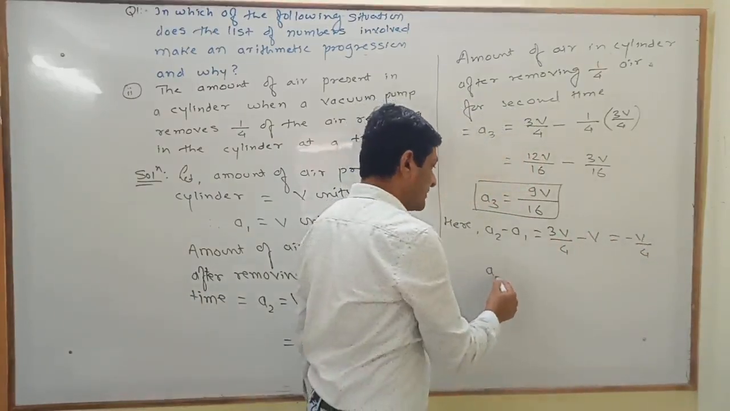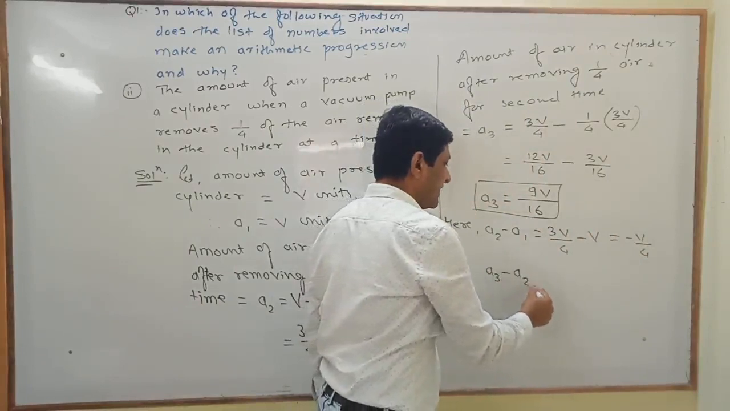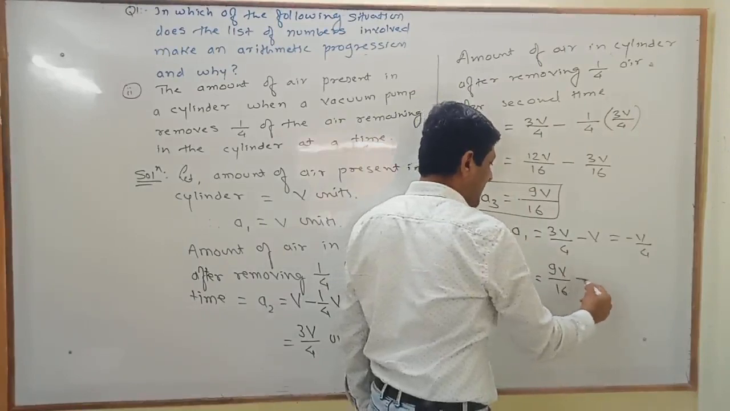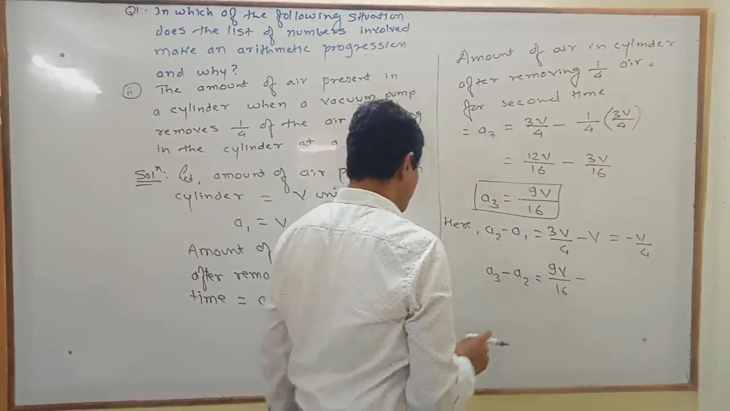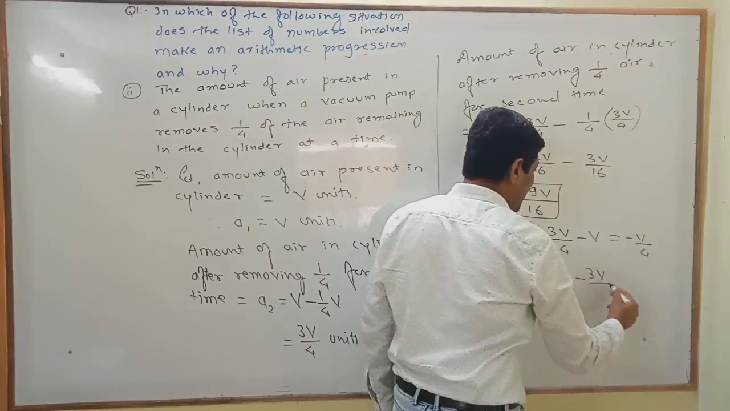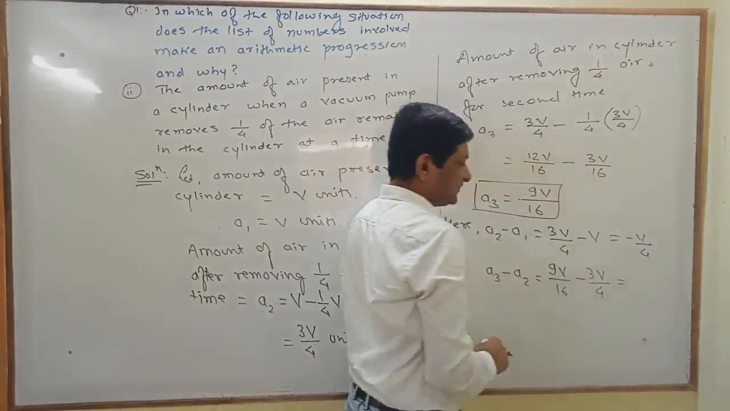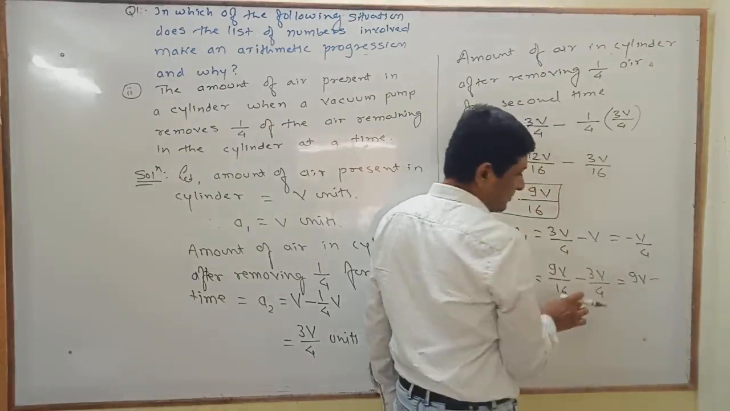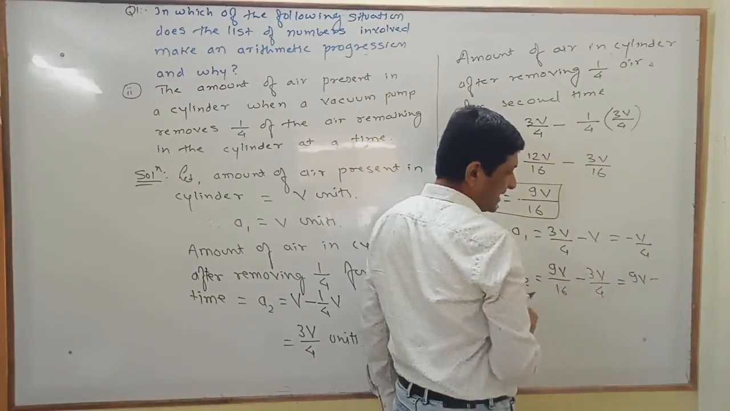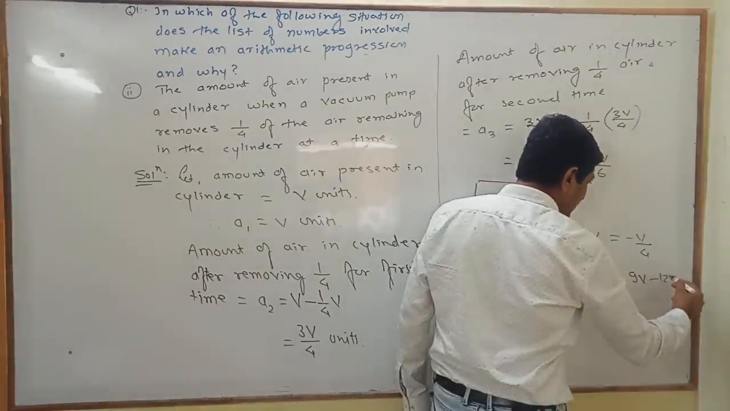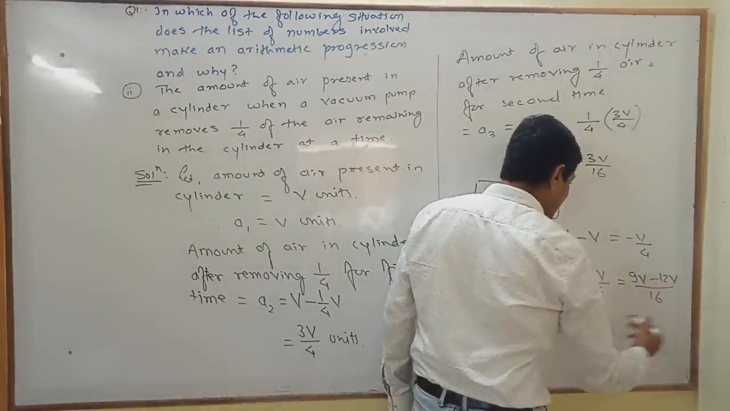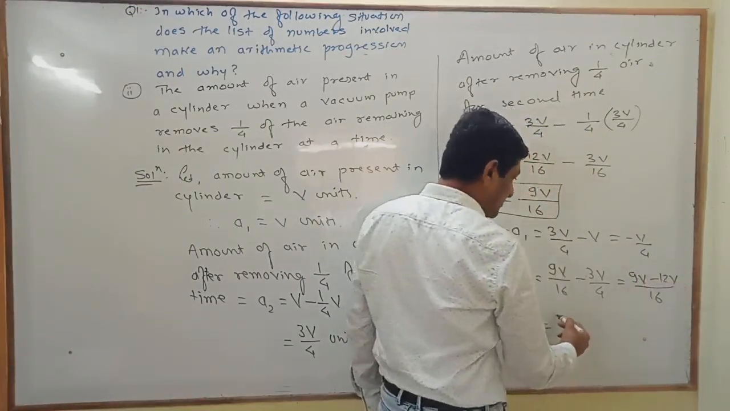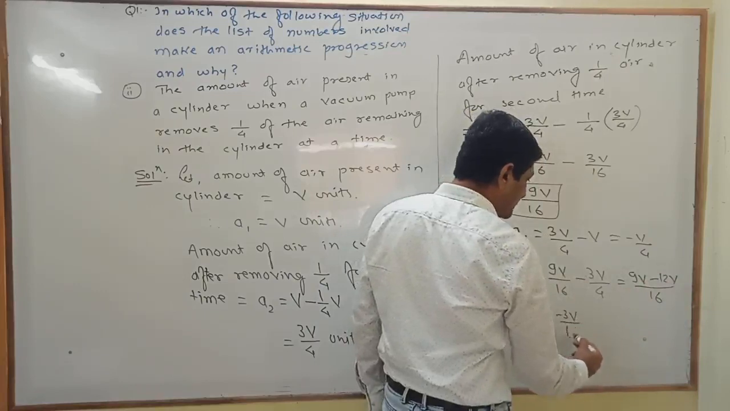Now find out the difference of A3 with its previous term A2. What is the value of A3? 9V upon 16 minus the second term. What is the value of the second term? 3V upon 4. So it will be equal to 9V minus, multiplying numerator and denominator by 4, 12V upon 16. So 9V minus 12V will be equal to minus 3V upon 16.